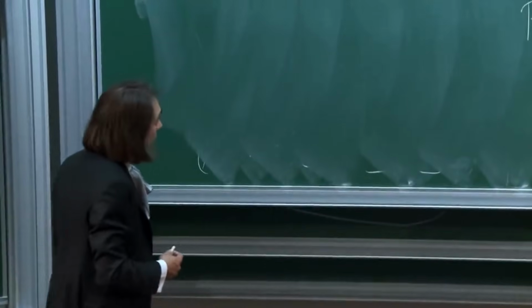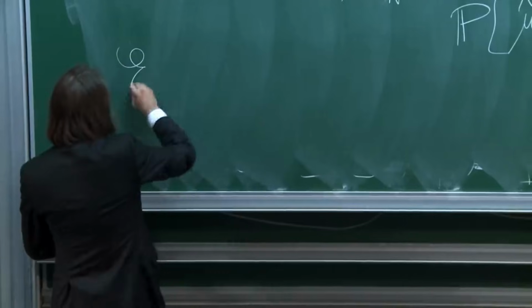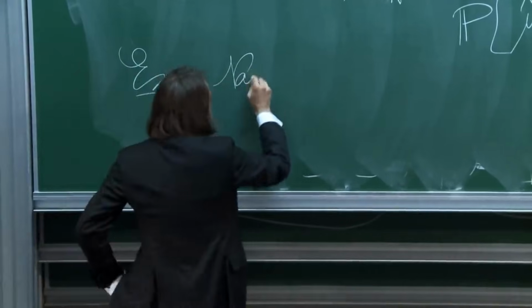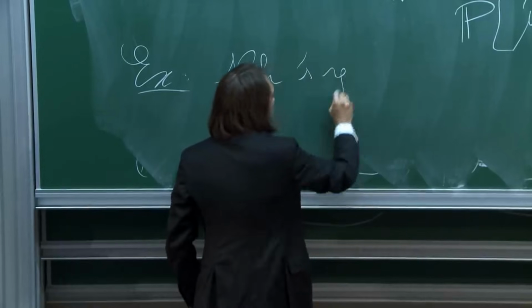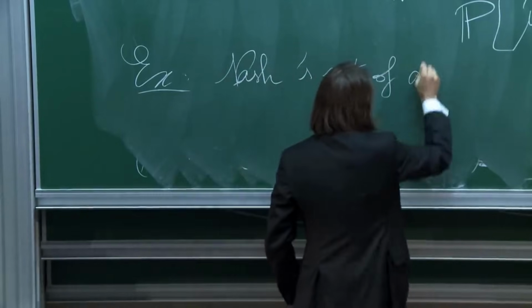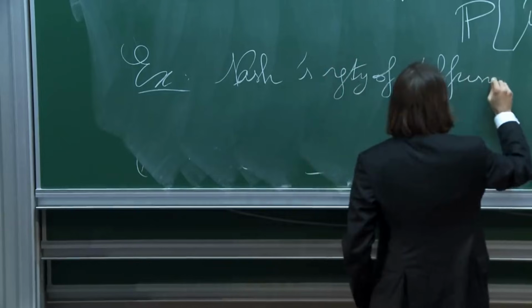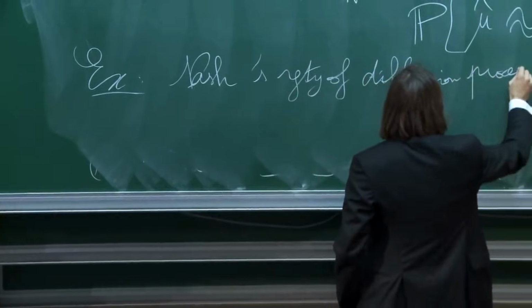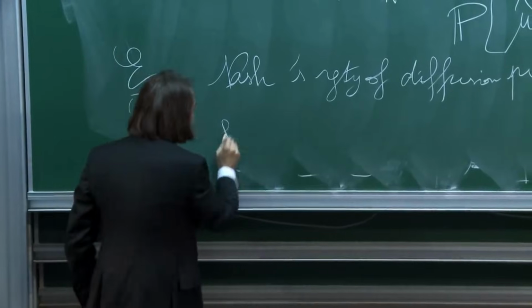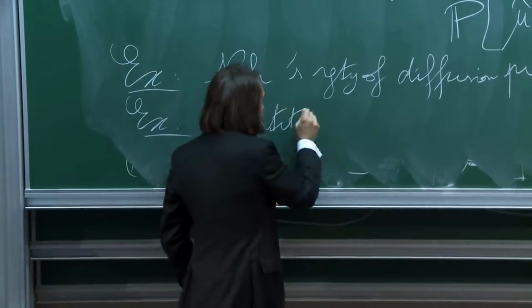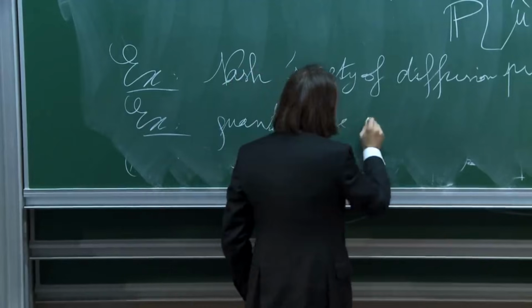Another example of a place in which the entropy is useful: it was used in John Nash's masterpiece on the regularity of diffusion processes. It was also used to give quantitative errors in the central limit theorems.